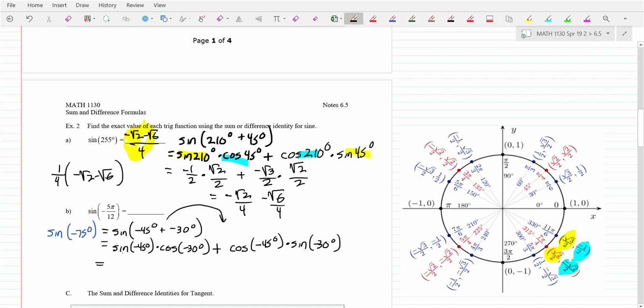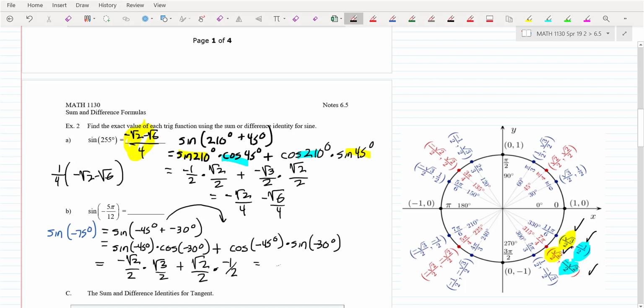So the sine of negative 45 is negative root 2 over 2. The cosine of negative 30 is the x value, so that would be positive square root of 3 over 2. The cosine of negative 45 is the x value, so that is positive root 2 over 2. And then the sine of negative 30 is the y value, negative 1/2, like that.